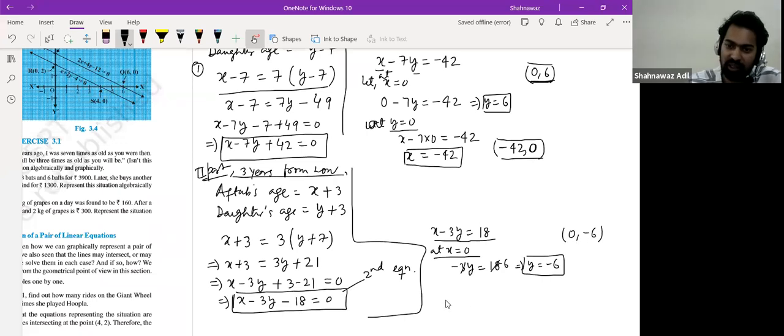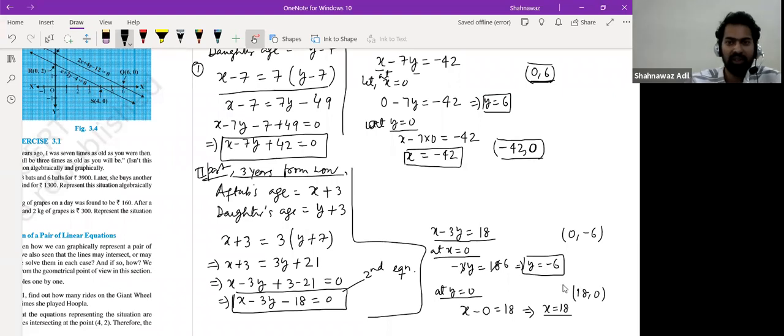And at y equals 0, x minus 0 equals 18, so x equals 18. The coordinate point is 18, comma 0. Actually, we should have gone for y equals 6 here, so 7 times 6 is 42 and this would have been 0. But we have calculated this point already, so never mind. You understand how we calculated the points?